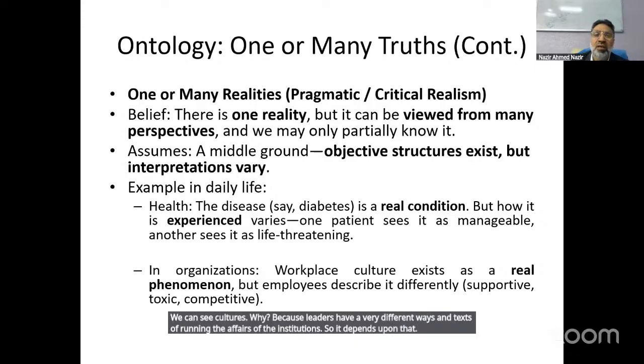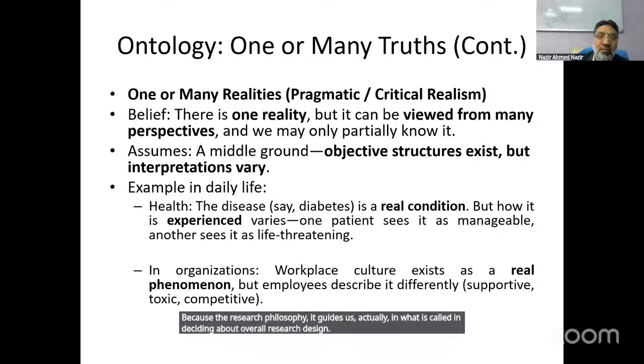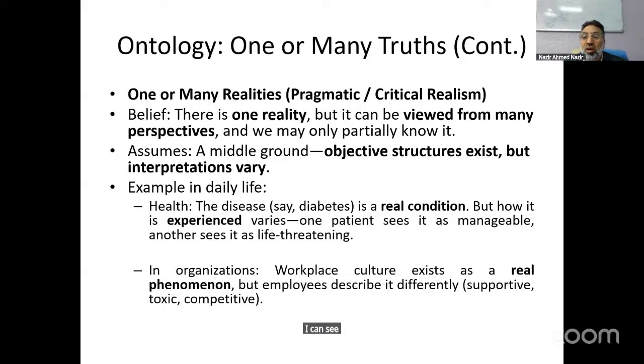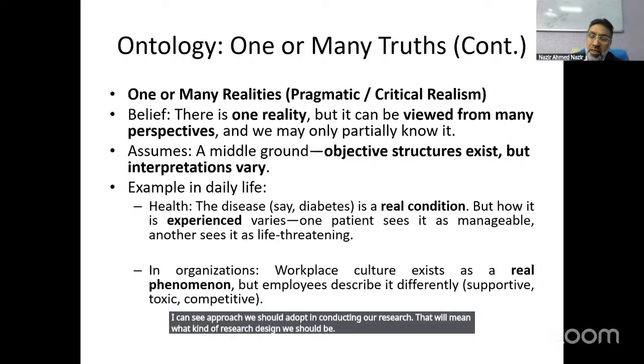So therefore, why is it necessary to know about it? Because the research philosophy guides us in deciding about our own research design. So when it comes to ontology, single truth, multiple realities, or one or many realities, it helps us decide which kind of approach we should adopt in conducting our research. That will mean what kind of research design we should be holding to.